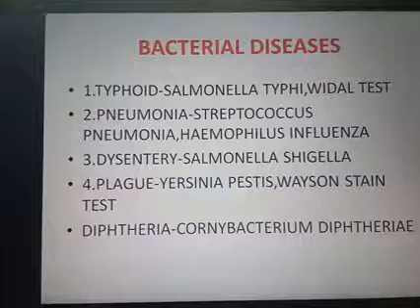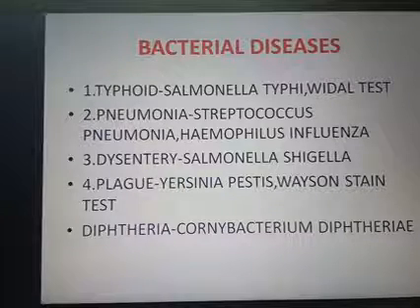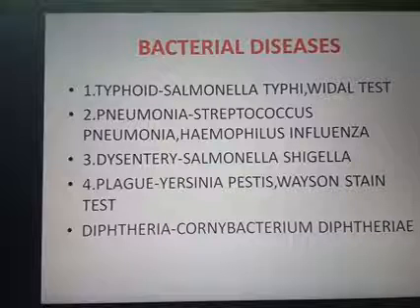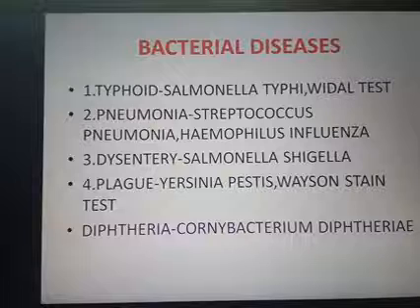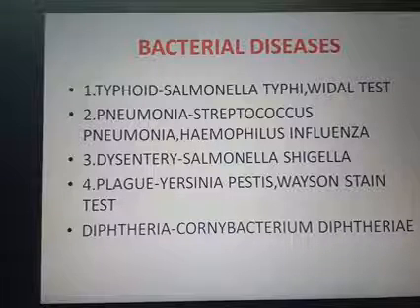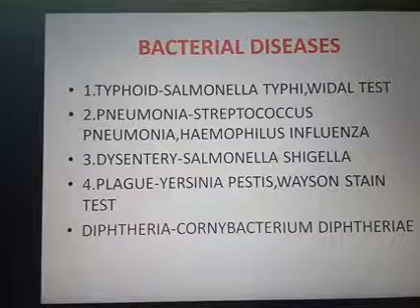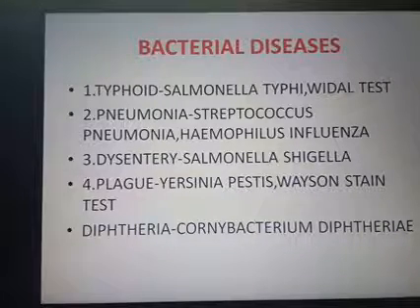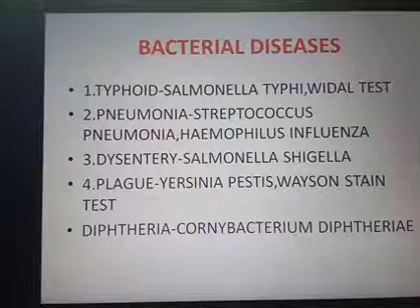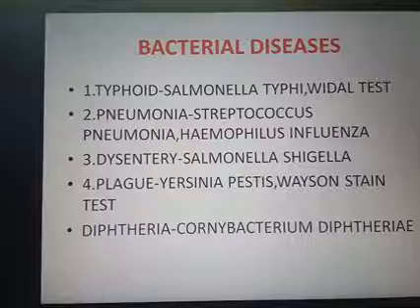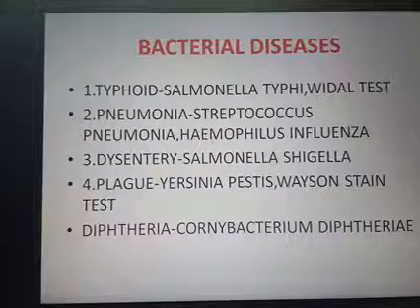Okay. The next disease is dysentery. Dysentery is caused by the bacteria Shigella. Dysentery is an infection of the bowel that causes severe diarrhea with loss of blood. Then the next is plague. It is caused by the gram-negative, non-motile bacillus Yersinia pestis.